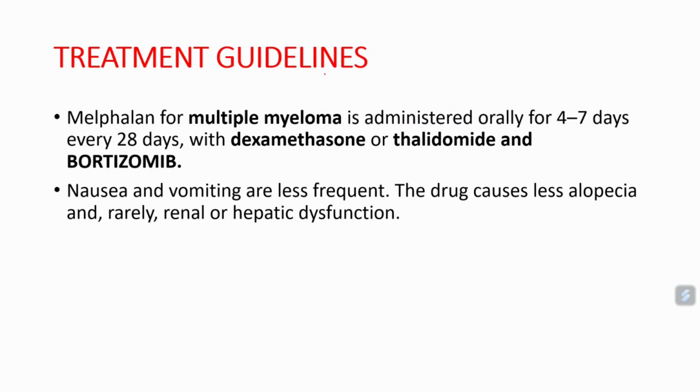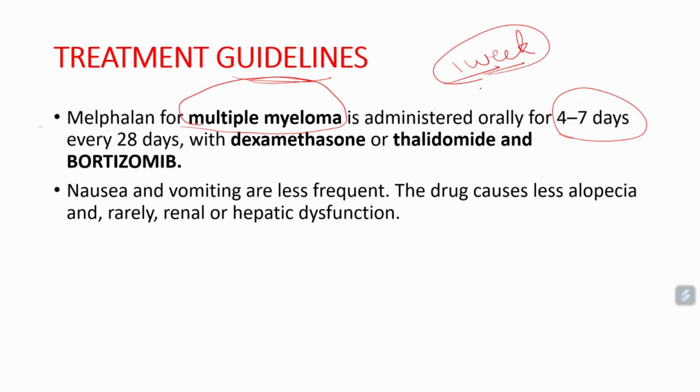Now, if you see the treatment guidelines with melphalan, here, as I told you, melphalan is very commonly used for multiple myeloma, and it is administered 4 to 7 days. Okay, it is administered for total 1 week, and it is stopped. And this total 1 week is given for every 28 days. 28 days में एक बार. We have to go with that.